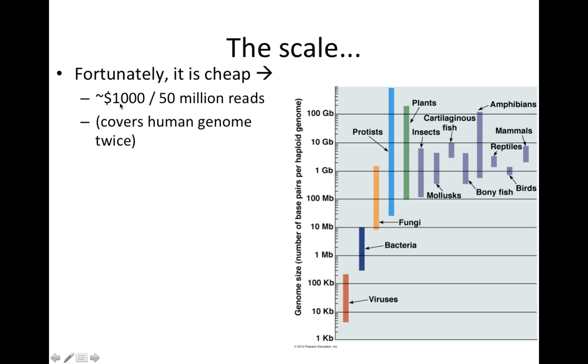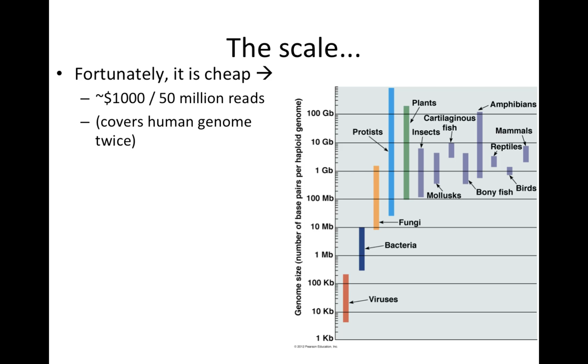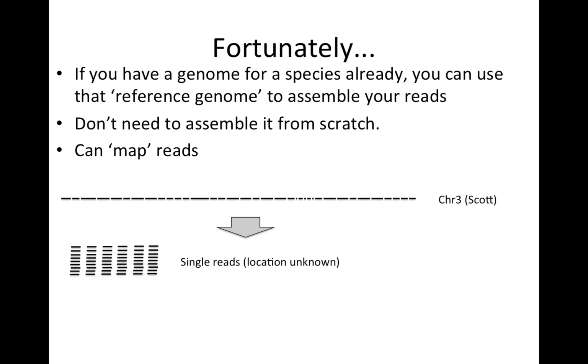Fortunately, it's quite cheap. It's about $1,000, maybe even cheaper now, for about 50 million reads, which would cover the human genome twice. So you can see here, even at the price that things currently are, which is quite cheap, it would still cost several $1,000s to independently sequence a human genome. So fortunately, if you already have a genome, you can use the reference genome to assemble your reads.